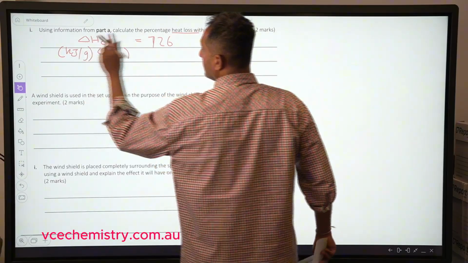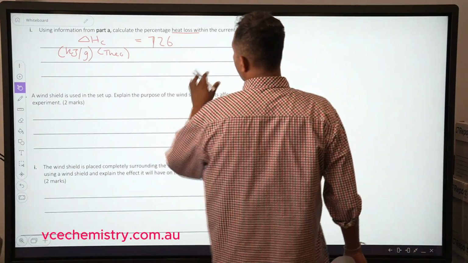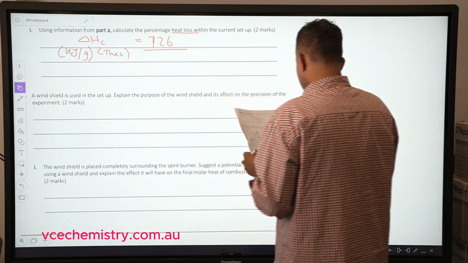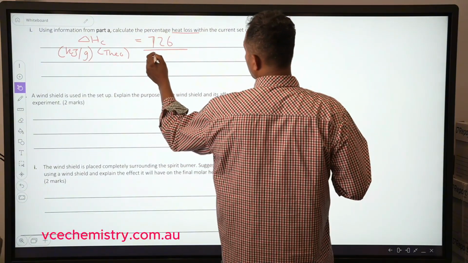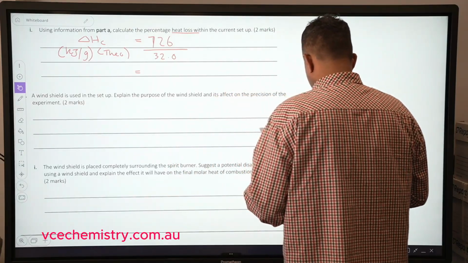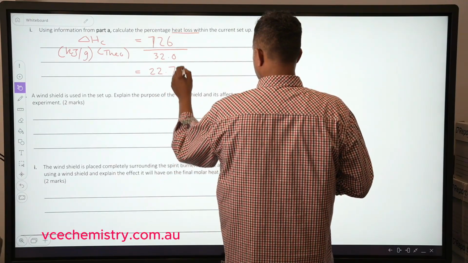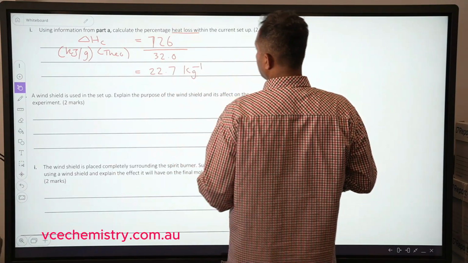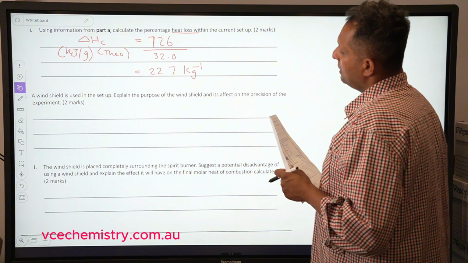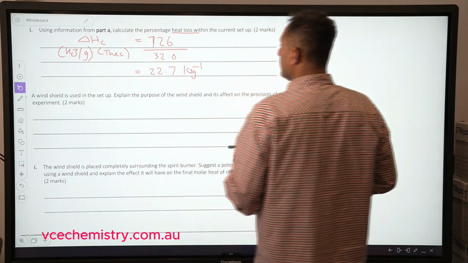So we are trying to find the theoretical delta H value in kilojoules per gram. In order to do that, you need to divide 726 by the methanol molar mass. Methanol molar mass is 32.0. So you get that value as 22.7 kilojoules per gram.